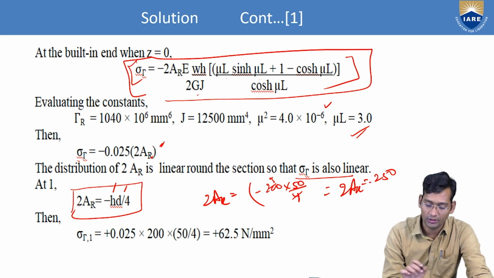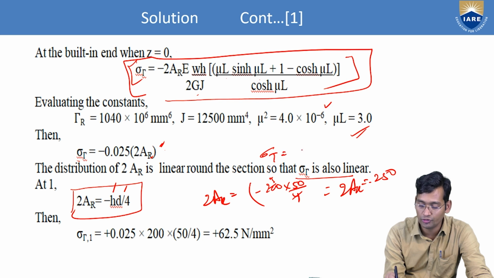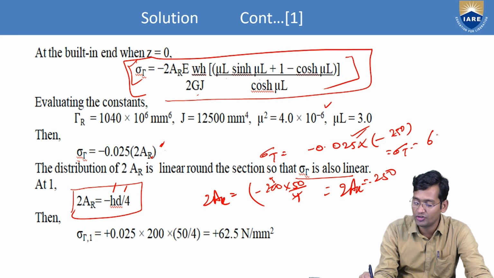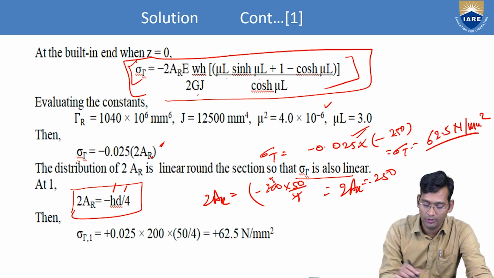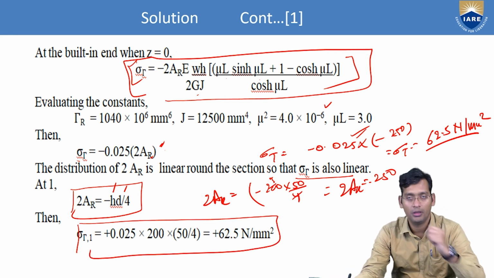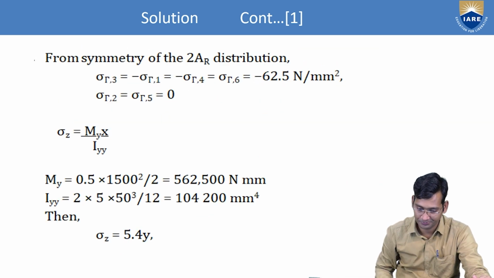Now put it here. After putting this in, what will we get? Sigma t equals minus 0.025 into minus 250. That gives sigma t equals 62.5 Newton per mm square. So now we got sigma t at 1 as plus 62.5 Newton per mm square.